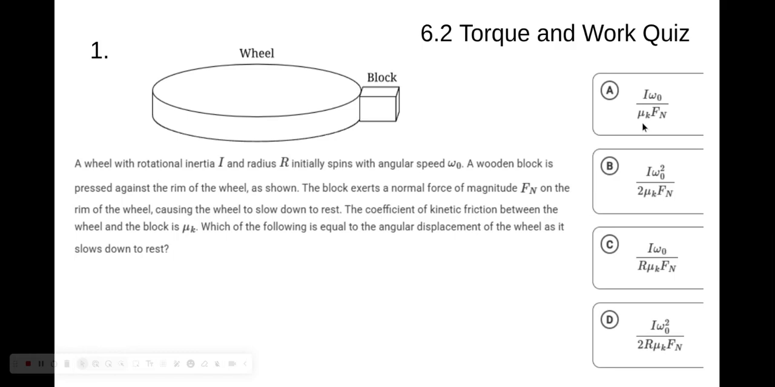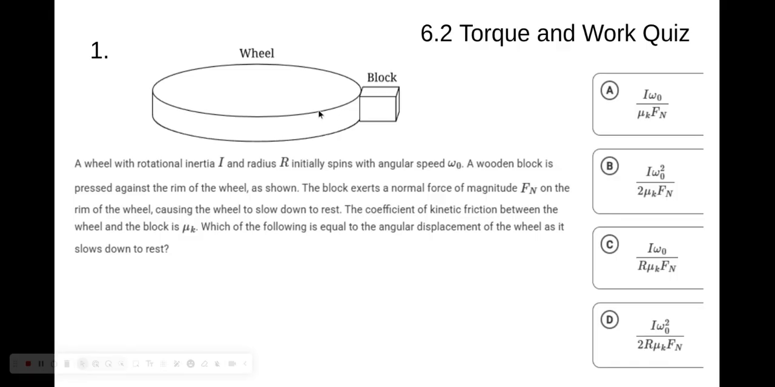Now, here's a little test-taking tip for you. When you get these complicated looking formulas as answers, they're looking for a derivation. But sometimes, if you just think about it, you can probably pick out the right answer without going through too much trouble. What you need to know here is that the block is slowing down, and so the block is doing work on the wheel. And that work is equal to the change in kinetic energy.